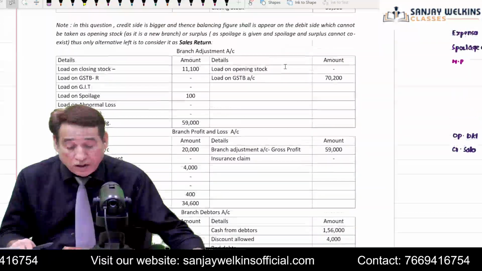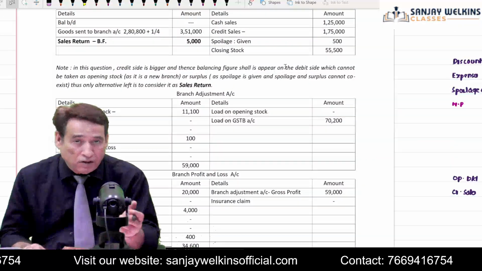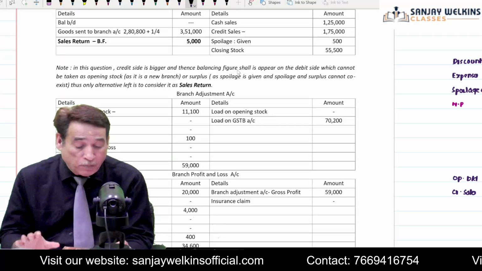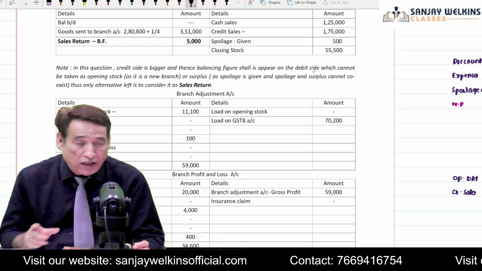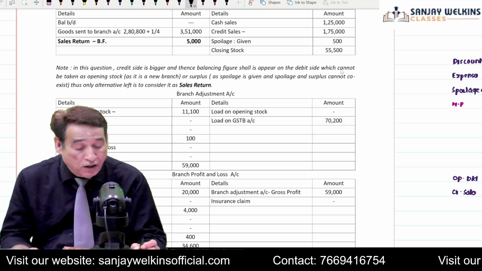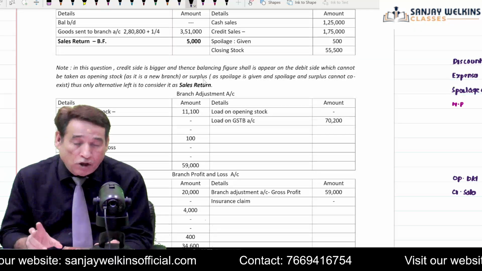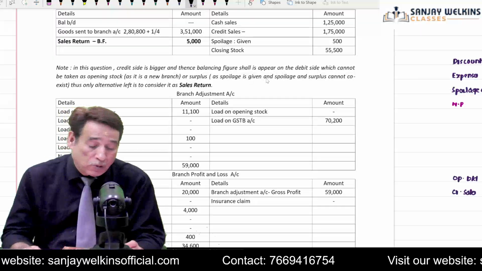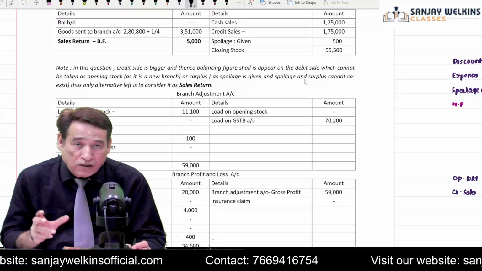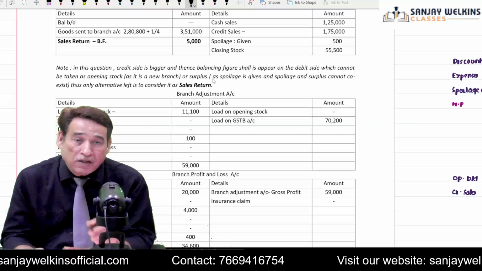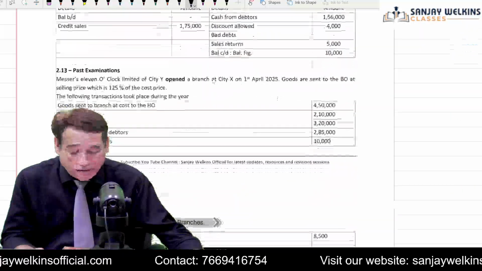See, in the notes, I have written it, which I mentioned earlier. In this question, credit side is bigger, and hence the balancing figure shall appear on the debit side. I'm talking about the question which we did, which cannot be taken as opening stock as it is a new branch. It cannot be taken as surplus also, as spoilage is given, and spoilage and surplus cannot coexist. So the only alternative left is to treat it as sales return. In your solution notes, I have given it.